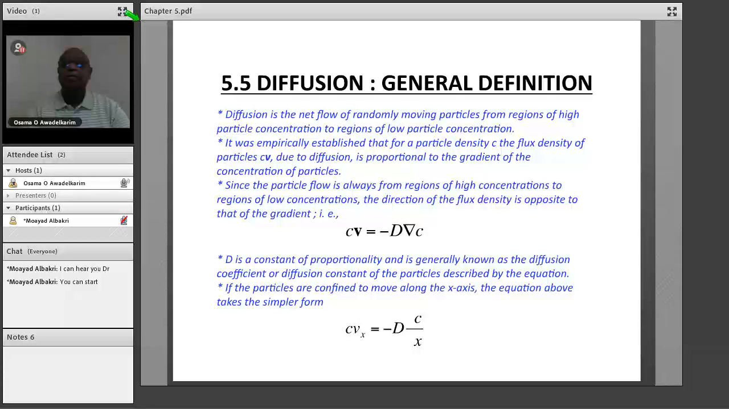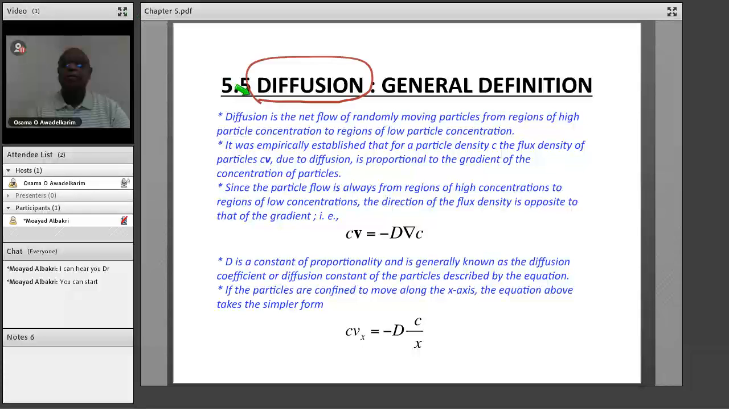Okay, now we want to discuss the second type of transport. And this second type of transport is very critical to the motion of electrons and holes in diodes, which are very important components in electronics. This second transport is diffusion. So the first transport, as we said, is drift.